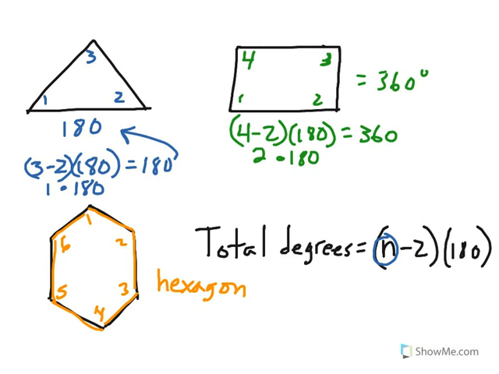So if I take n minus 2, well, I have 6 sides, 6 minus 2 times 180, I'm going to get 4 times 180. And that's going to be essentially twice as big as the quadrilateral. That's going to be 720 degrees. Okay, and that's a fairly big number.